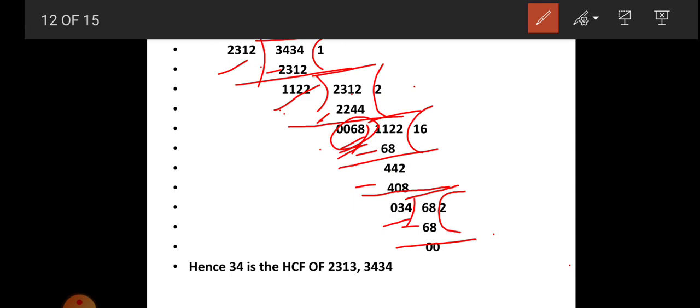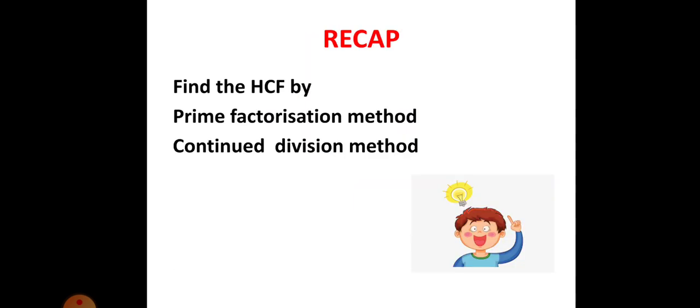Okay students, now what did we learn today? Find the SCF by the prime factorization method. In the prime factorization method, we use only prime numbers as divisors. And the continued division method means the long division method. I showed you, and if you can't understand, I will tell you again.